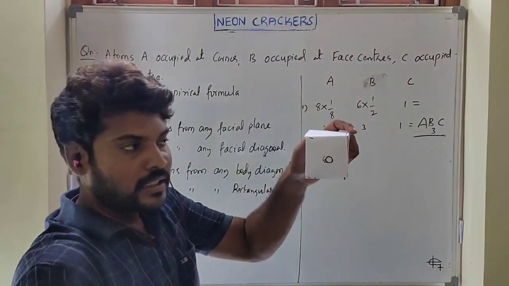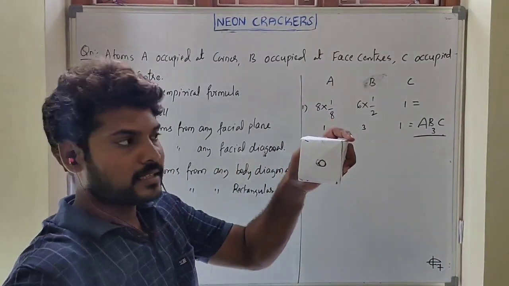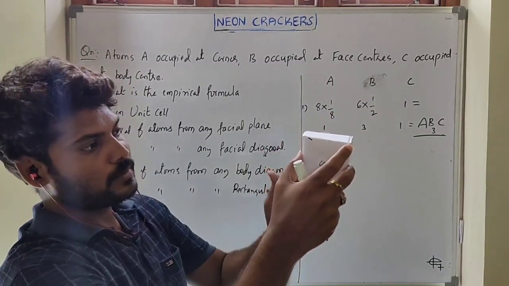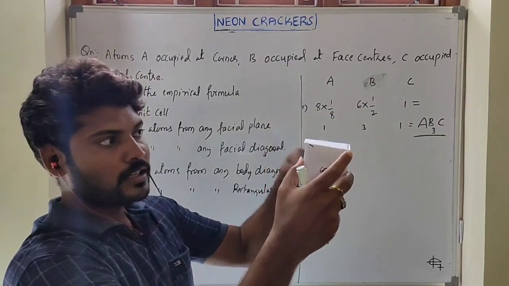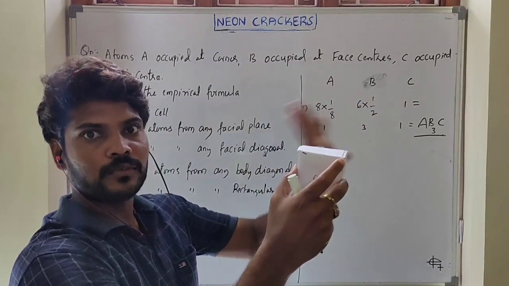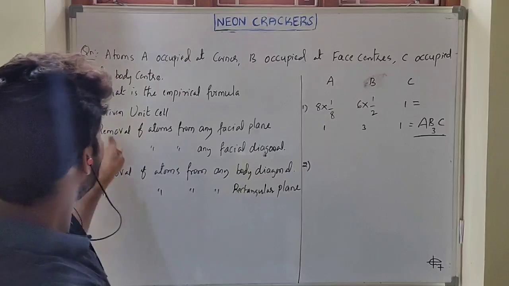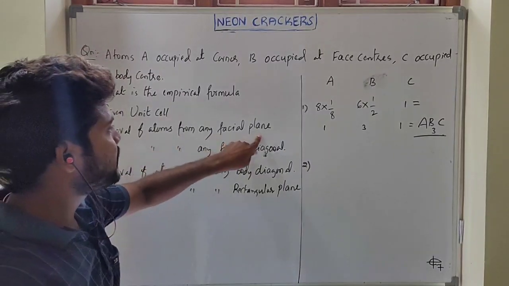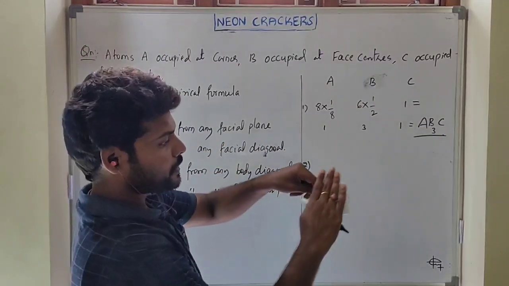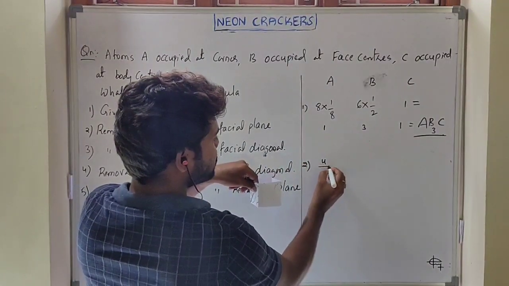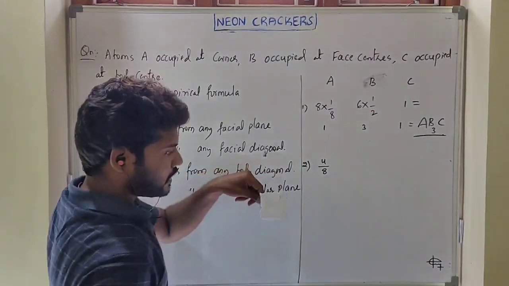5 face center atoms, each one contribution is 1/2 as it is. And here 4 corner atoms are removed, the rest of the 4 corner atoms at the backside are present. So what is the contribution of those 4 atoms? 1/8. After removal of atoms from any facial plane, 4 atoms from the corners are removed, so how many are there? The rest 4, each one contribution is 1/8.